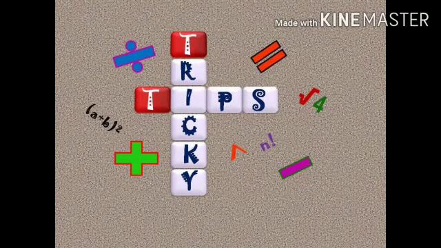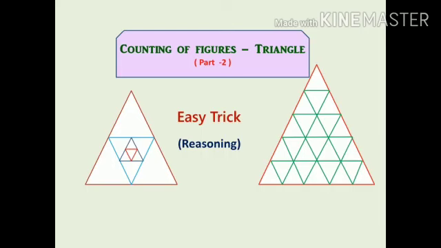Hi viewers, in this video we are going to see about counting of figures, triangle part 2. I am going to explain a trick or formula if a triangle contains these two patterns. Already we have seen a pattern in part 1. Those who have not seen that video, just watch the link given in the description box below.